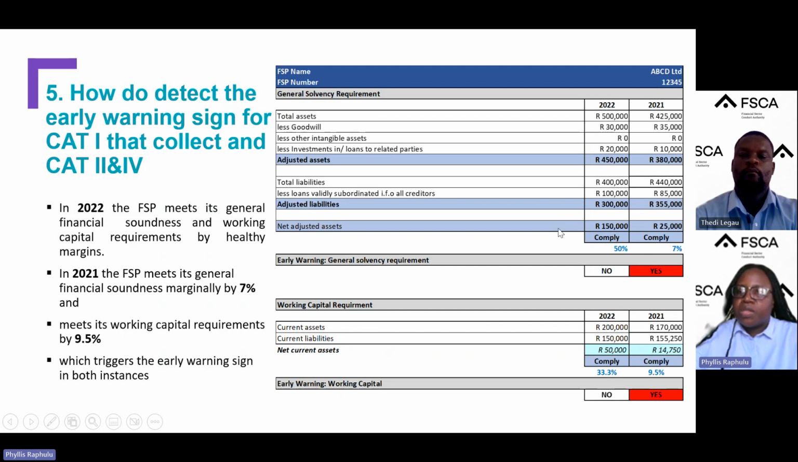And then in 2022, the FSP met the financial soundness requirement and the early warning requirement was not triggered. And in this instance, the FSP doesn't have to send any notification to the FSCA.